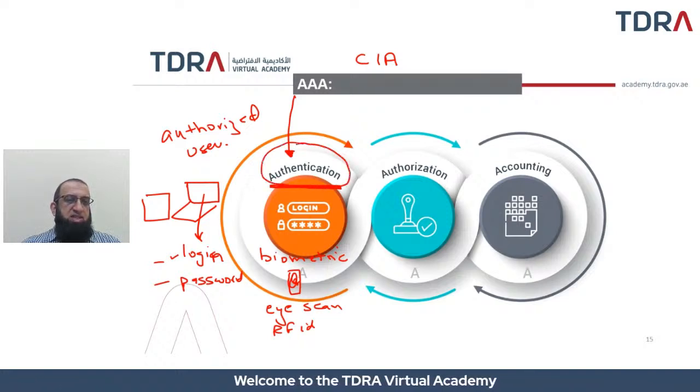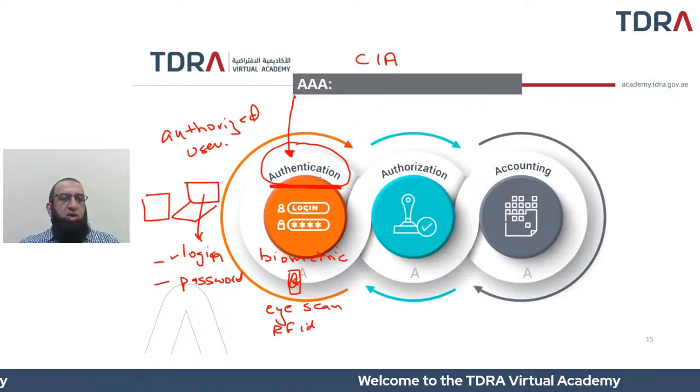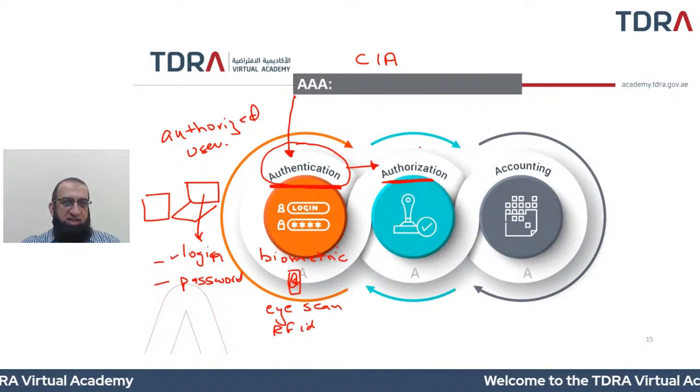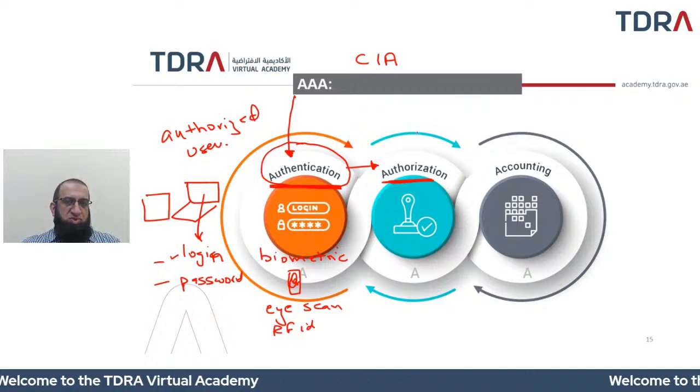So it can be based on login password, or your biometric thumb, or your eye scanning, or RFID, whatever, right? So once you are authenticated, then we are going to decide what you are allowed to do. This is called authorization. If I am conducting this training on behalf of TDRA on cybersecurity, I was first authenticated, then I was authorized to teach this course.